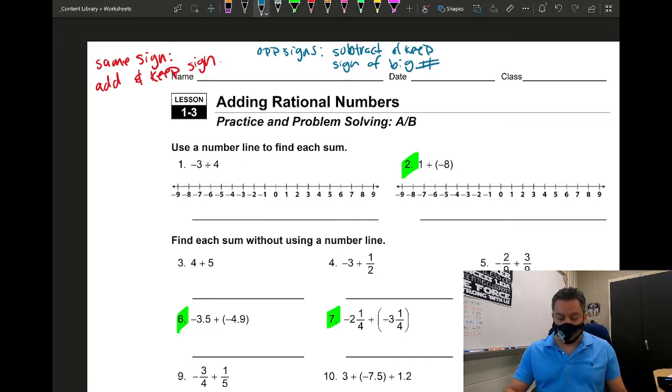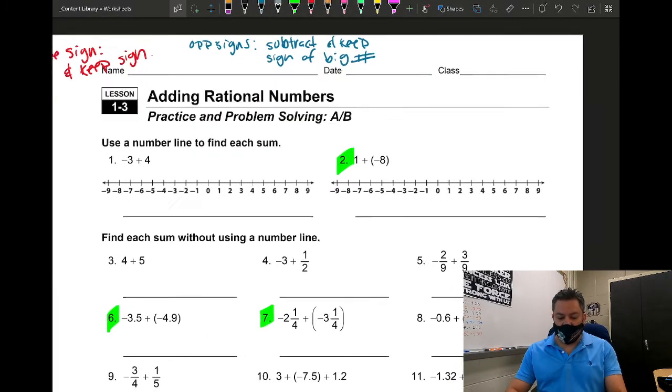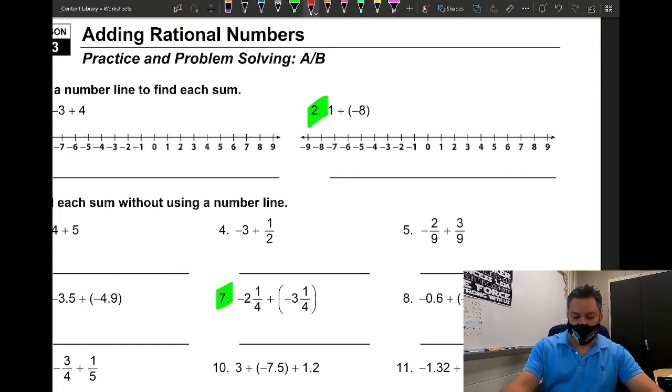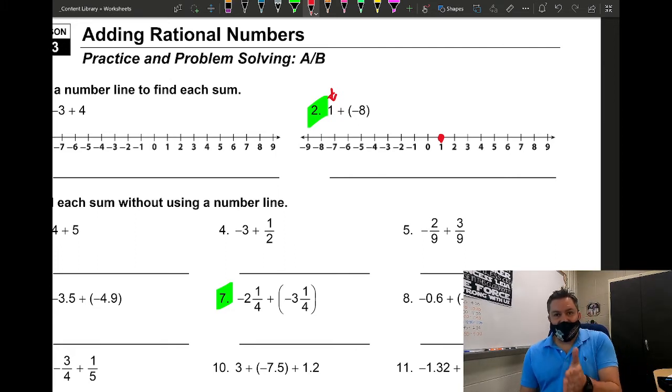So number 2, we're just going to find the sum of each number. So we have 1 plus a negative 8. On a number line, it's very simple. All we have to do is, first of all, put a dot where the first number lays. We're looking at 1. That's going to be my first number, and I'm going to put a dot right there. And then we're going to add negative 8.